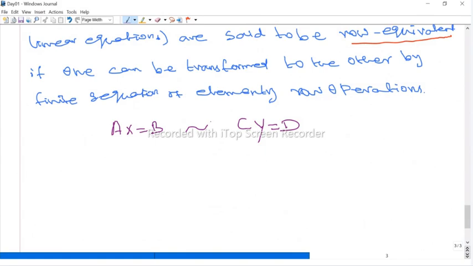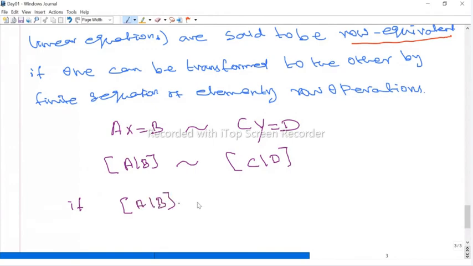When we say these two systems are equivalent, we mean the two augmented matrices, [A | b] and [C | d], are row equivalent. That is, we can start from this augmented matrix and apply a sequence of elementary operations, of the first kind, second kind, or third kind, any number of times. Finally, you will get the matrix [C | d].